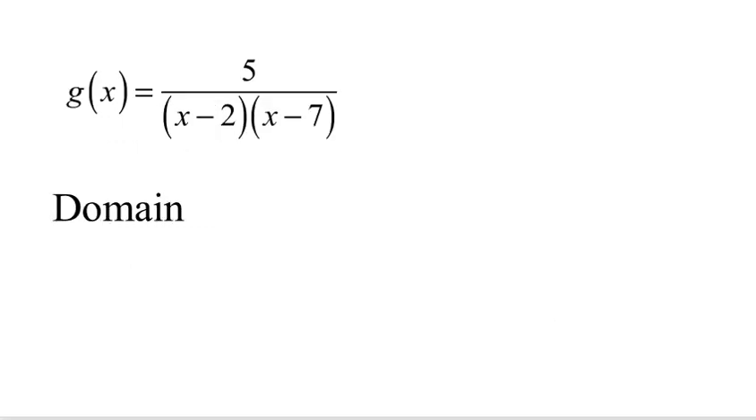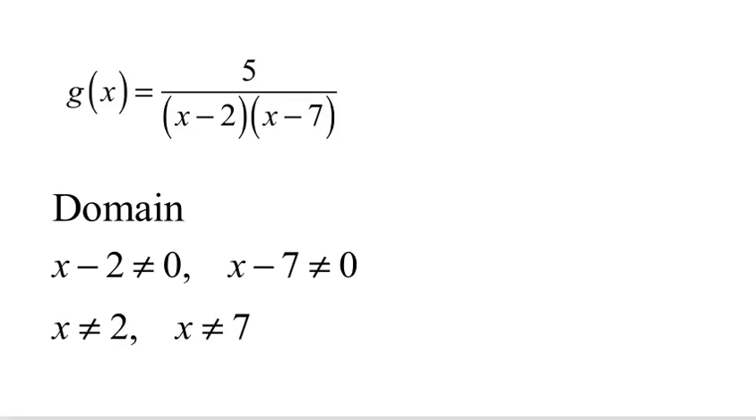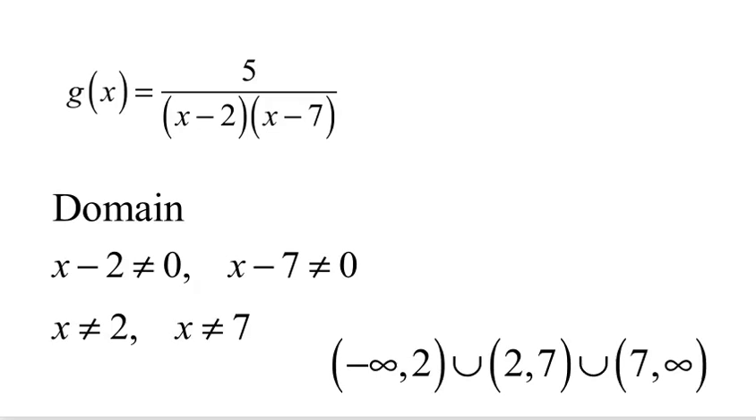Next up I have g of x is 5 over (x minus 2)(x minus 7). Again, the bottom cannot be 0. So if either of those is 0, the entire bottom is 0. So to find the domain, x minus 2 can't be 0, x minus 7 can't be 0. So x can't be 2, x can't be 7, so remove 2, remove 7. In terms of our number line, -infinity to 2, together with 2 to 7, together with 7 to infinity. And write those union signs in between, so that our interval notation answer would be -infinity to 2, union 2 to 7, union 7 to infinity.